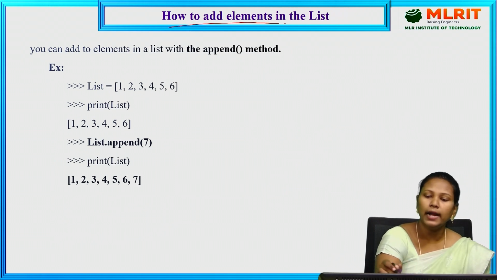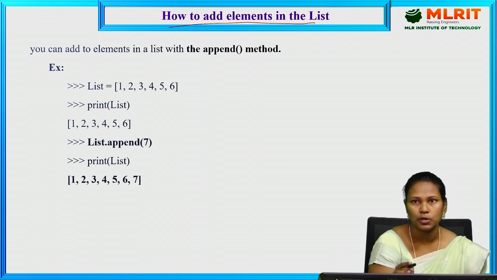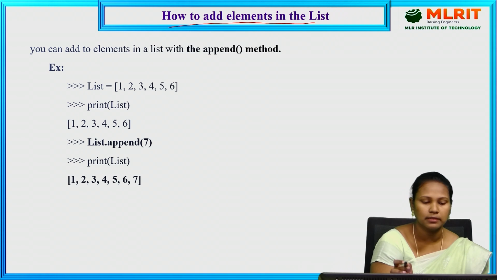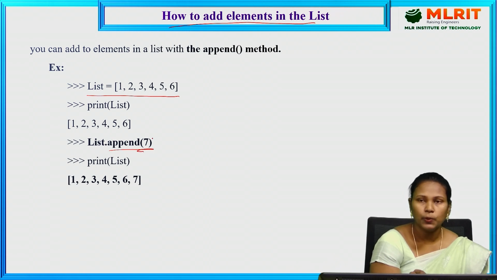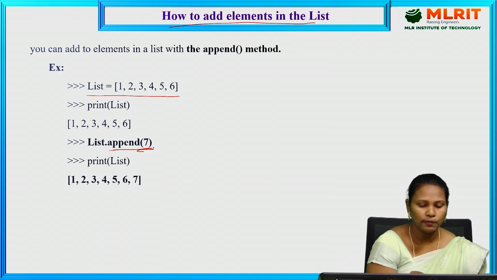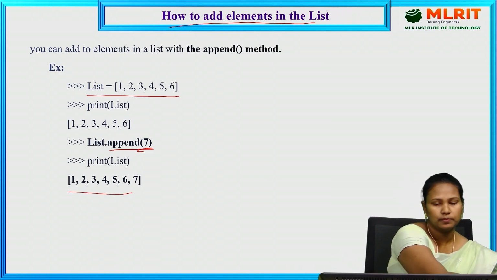How to add elements in a list? That was updating; here we are adding elements. So we are adding new elements to an already existing list. So list is equal to 1, 2, 3, 4, 5, 6. I want to append 7. On the right-hand side it adds the last value. So append of 7 appends the value at the right side.